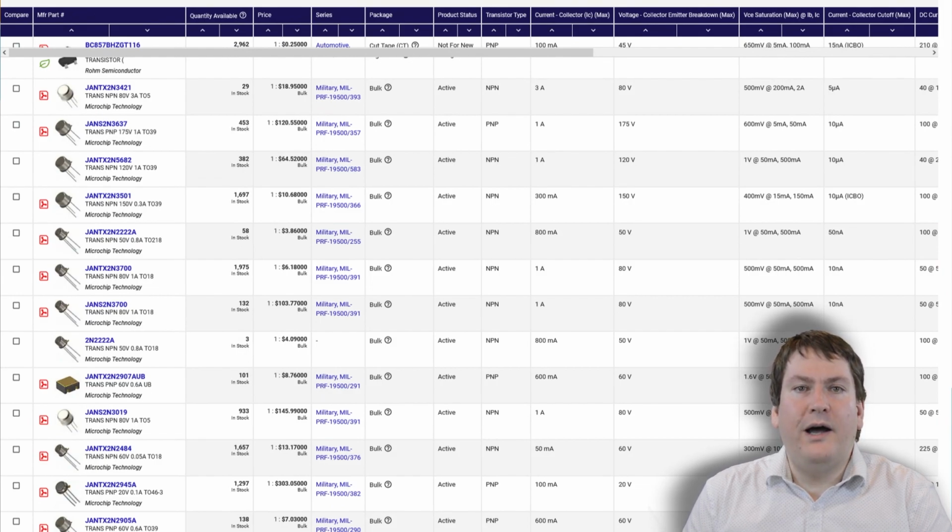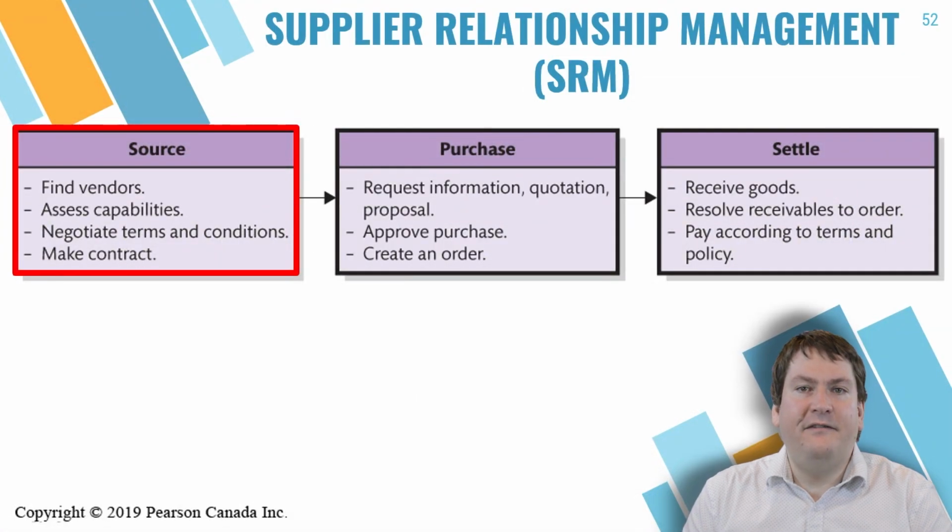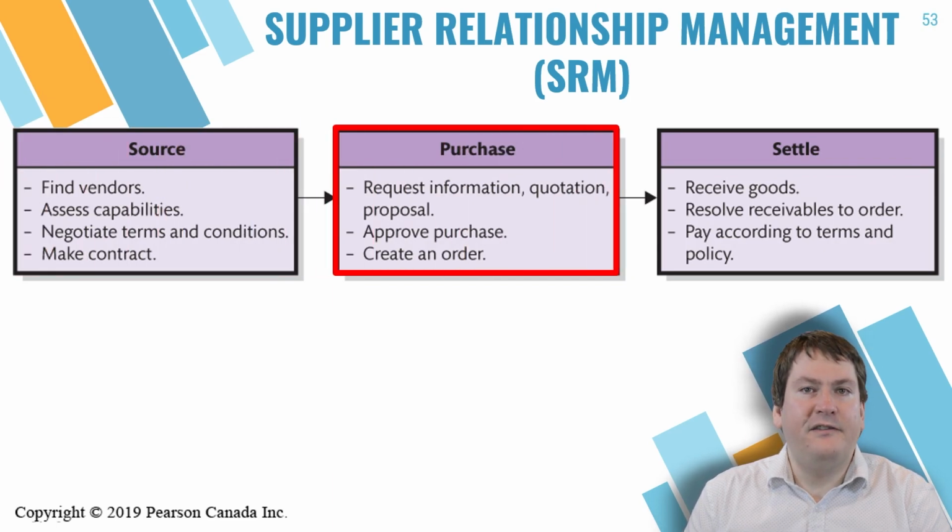What we're seeing scroll by on the screen right now is an example of DigiKey's listing for transistors. Once a company has identified a vendor for their desired goods, they can move on to the purchasing phase. The purchasing activity of SRMs can help automate requests for information, questions, and create purchase orders. They provide an easy and standardized workflow for purchasing. In some cases, this is a manual process initiated by an employee. In others, it may be an automated process triggered by low inventory.